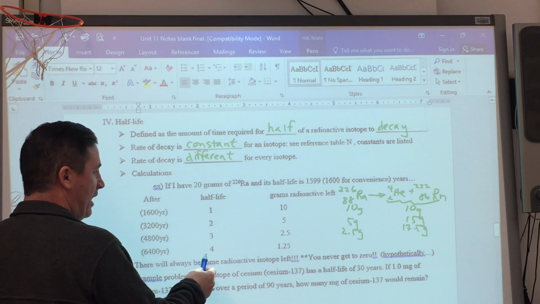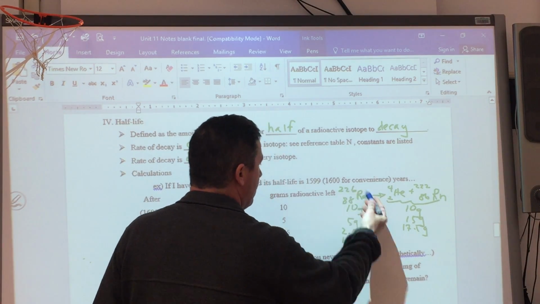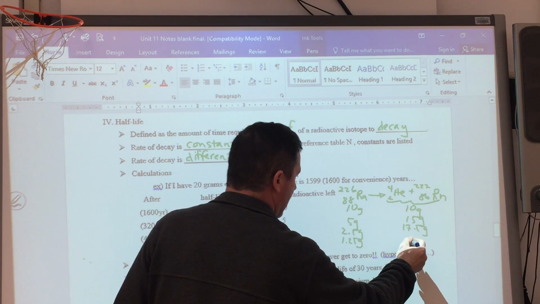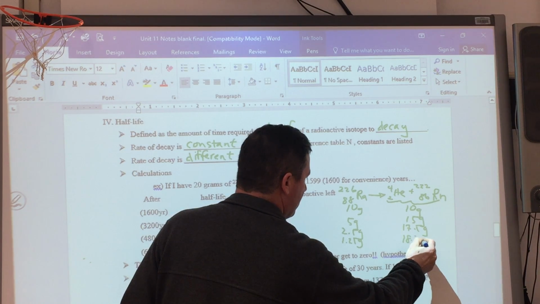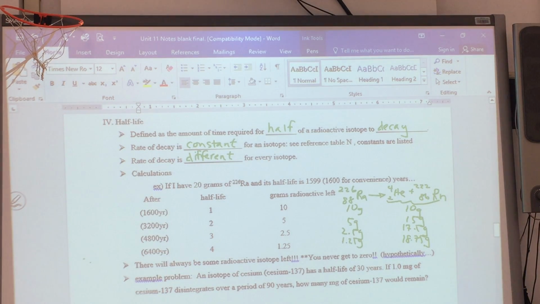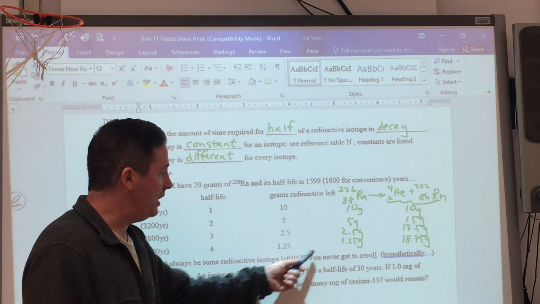After 4 half-lives, 1.25 grams will still be the radioactive radium. How much will be helium and radon? Together it's going to be 18.75 grams. Okay, so we're not losing anything. That's something to keep in mind. There will always be some radioactive isotope left.